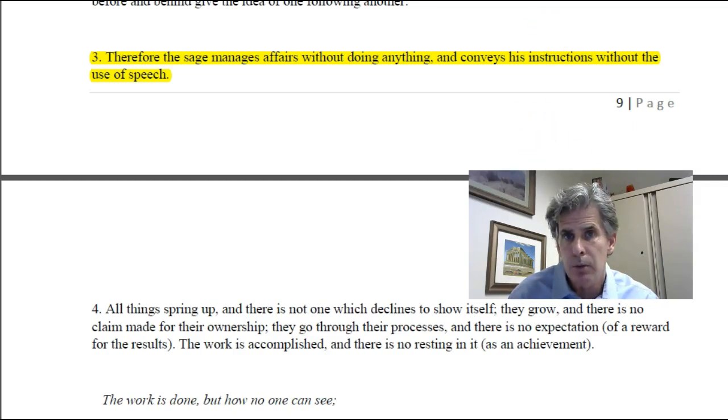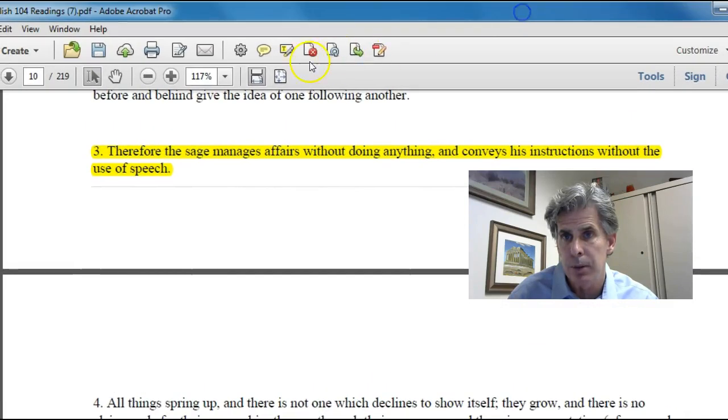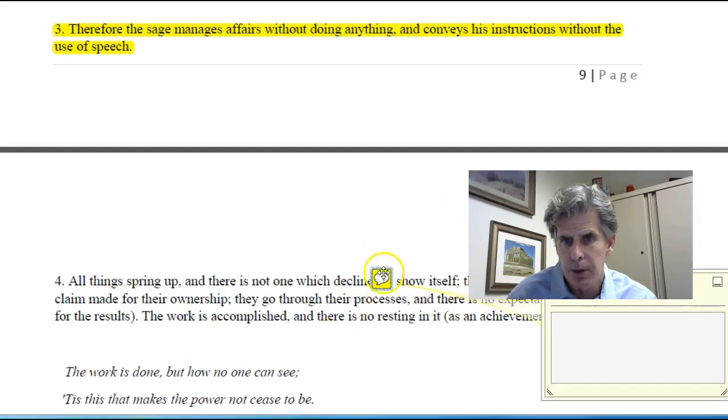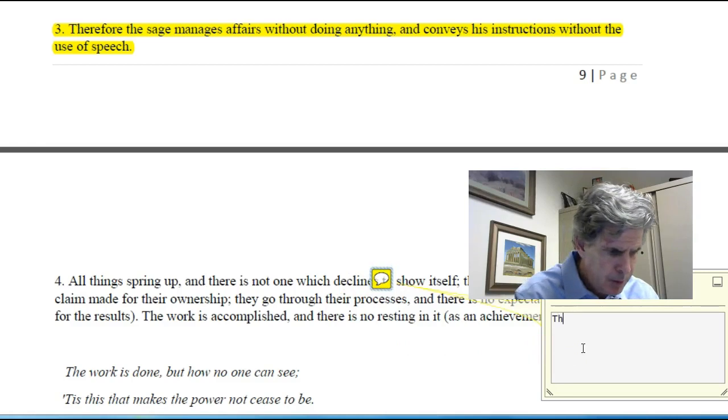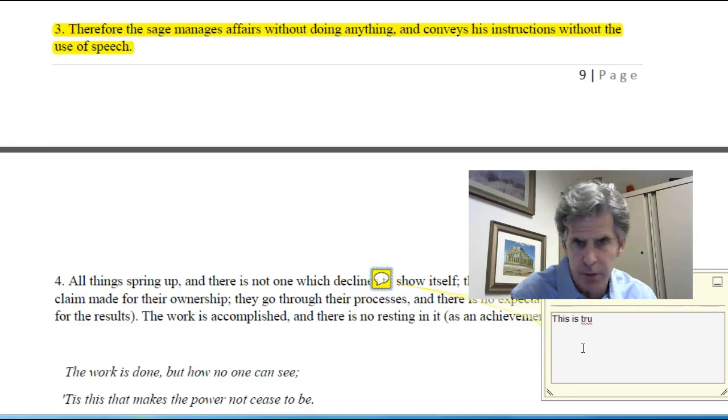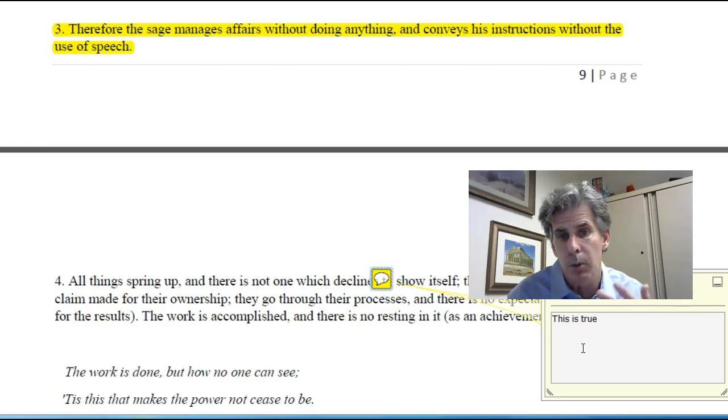Make sure you download the PDF onto your computer and use the highlight, if not the comments. Use the comments section to put little comments in places. See, I put the comment box right there. This is true. I could put that in there, and I urge you to use that with the PDF or to write in the margins of the text itself.